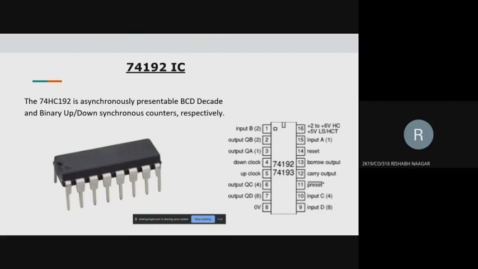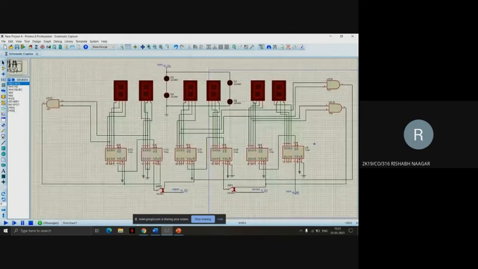The second main component of the digital clock is the 74192 IC. The 74HC192 is an asynchronously presettable BCD decade and binary up-down synchronous counter, respectively. Presetting the counter to the number on the preset data inputs is accomplished by a low asynchronous parallel load input. The counter is incremented on the low to high transition of the clock up input and decremented on the low to high transition of the clock down input. Okay, sir, now my partner will explain the Proteus simulation of the digital clock.